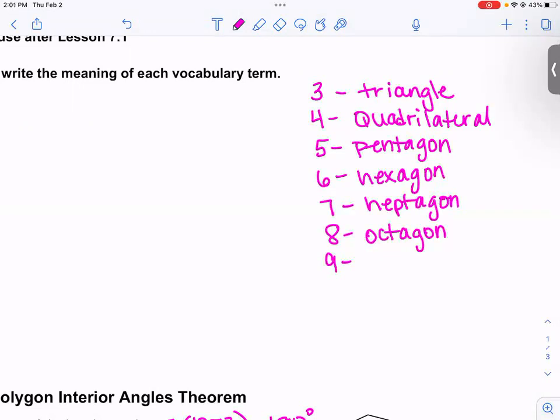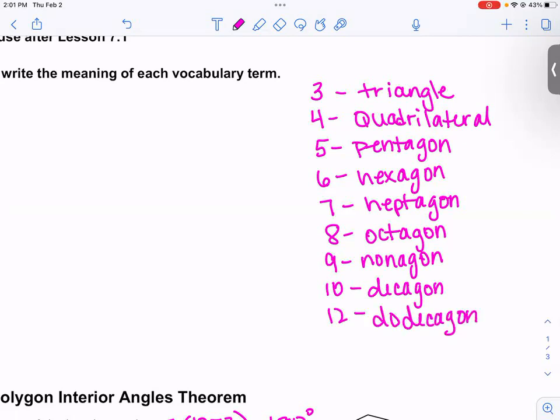9. Nonagon. When Ben is back. 10. And 12. Dodecagon. I'm impressed. There are a few of you that really remembered these. 11-agon. Anything that's not up here, we would just call like that number gone. So like 13-gon, 16-gon.